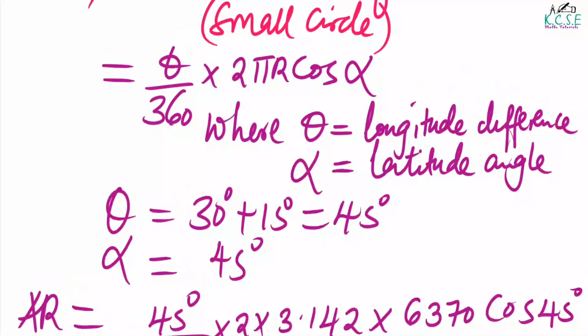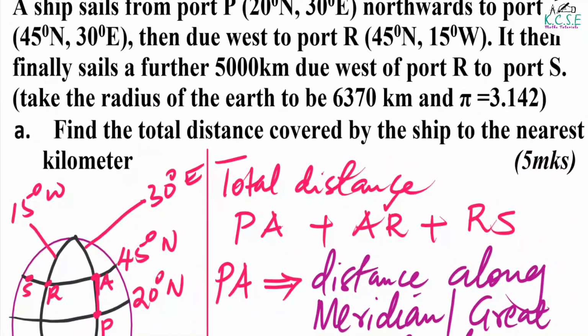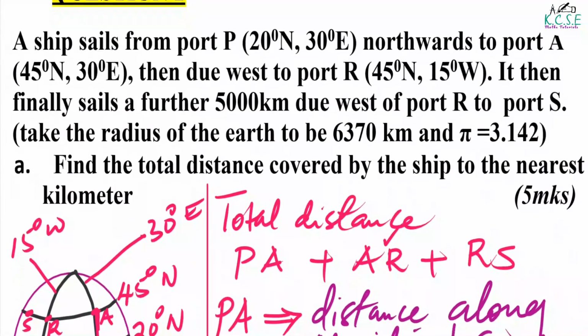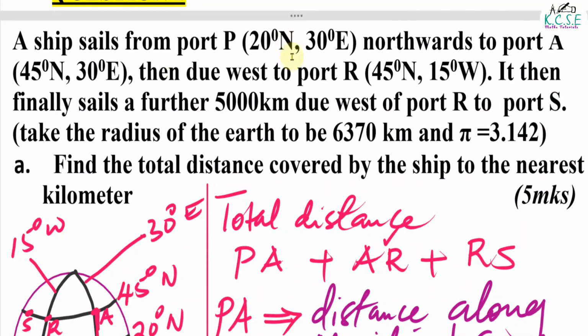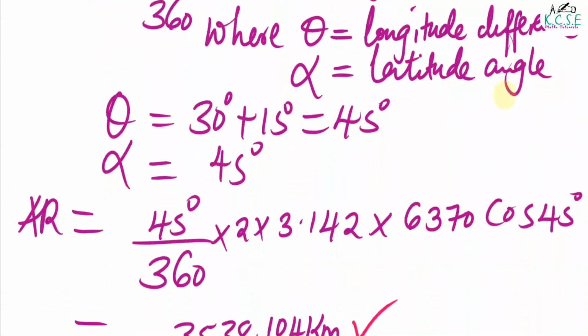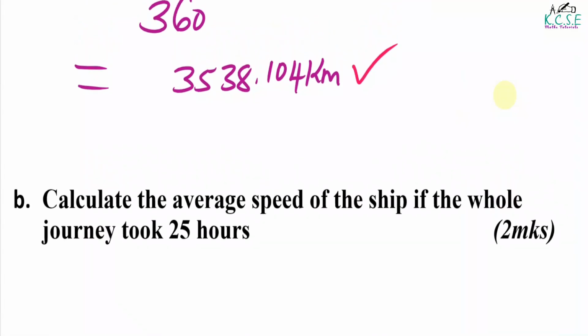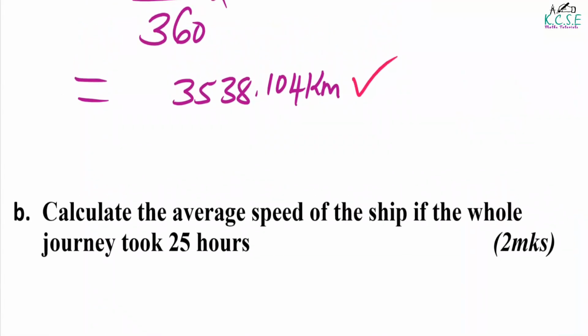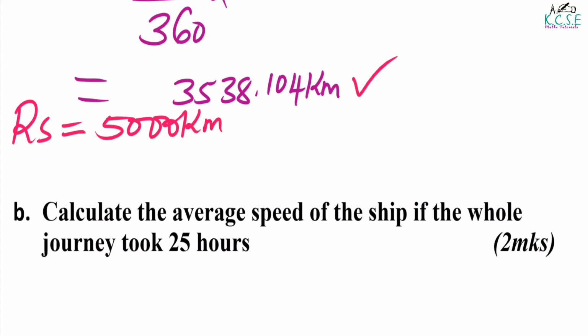Now the other distance that we need to get is distance RS. Distance RS is given directly, because in the statement we are told that it then finally sails a further 5,000 kilometers due west from port R to S. So RS is equal to 5,000 kilometers.